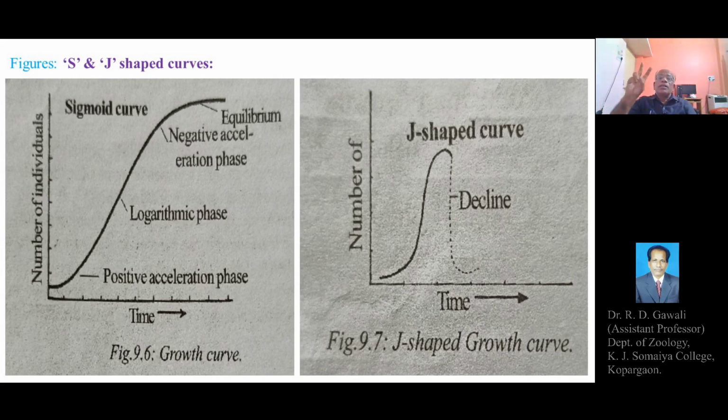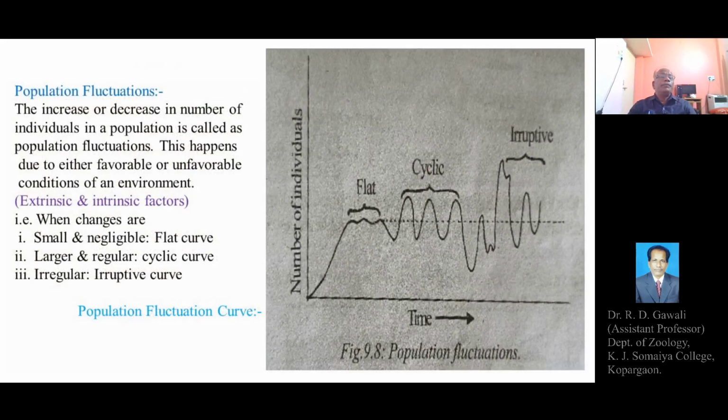So these are the two types of growth curves that can be observed in different populations. Then one more point that I will explain here is population fluctuations. The increase or decrease in the number of individuals in a population is called population fluctuations.